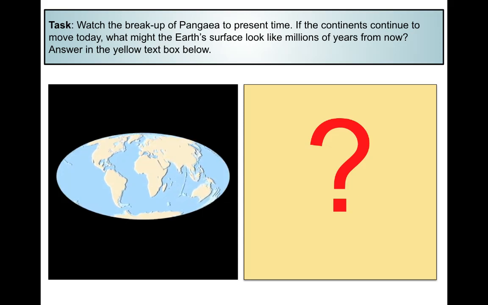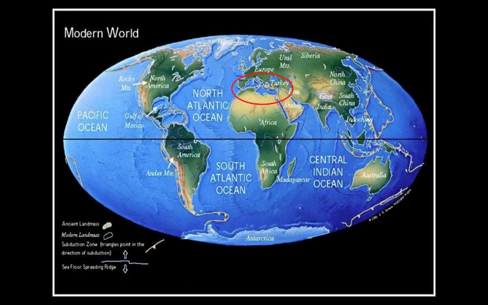So here is the map of current day planet Earth. I have circled in red the Mediterranean Sea and where Italy is. Italy is right here, Sicily, with the Mediterranean Sea. So watch what scientists predict the surface of the planet will look like as we move millions of years into the future. So if I just go 50 million years into the future, keep your eye on Italy.